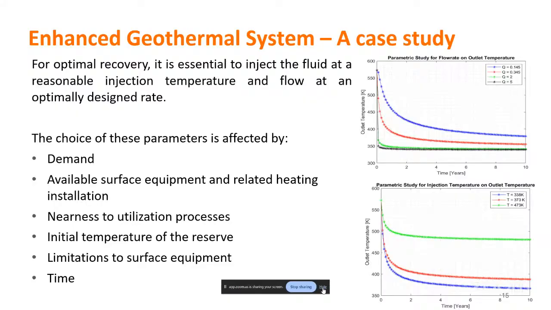The initial temperature of the reserve is also very important because it can affect the performance of your downhole subsurface tools and tubings. The limitations of your surface equipment also are determined by the initial temperature of the reserve. And time is also important because things are changing. Temperature of the fluid is changing, temperature of the reservoir is changing, subsurface stresses are changing. So fracture dimension and everything is changing. So it's also important in your choice of parameters, flow rate, injection temperature, and all.